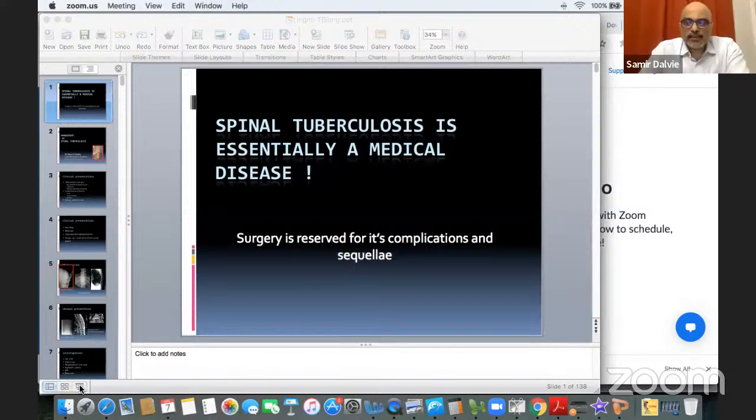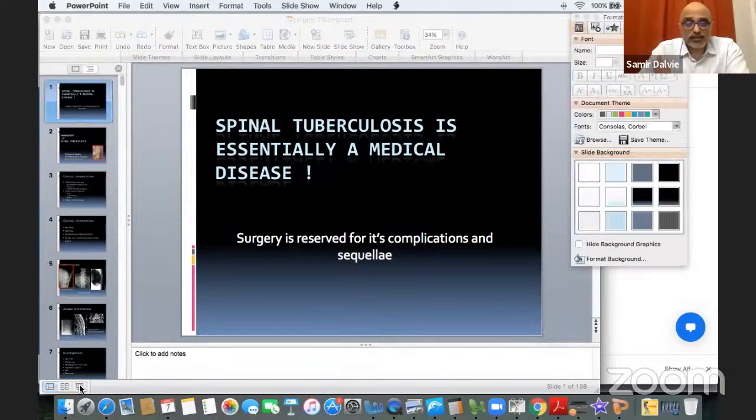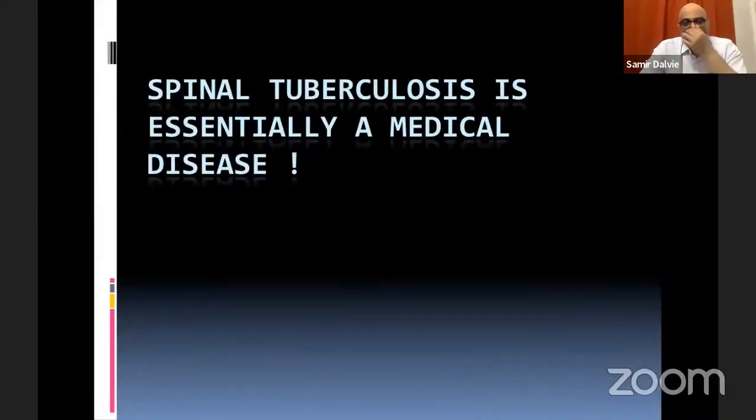So we'll start this and then we'll take a break in the middle. It's got 140 slides. I think the aim, if you were to understand, the first part is the very, very important part because it is analysis and diagnosis of a case of TB spine, which is winning half the battle. The second half of the battle is obviously managing it.